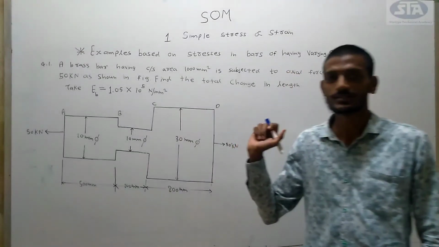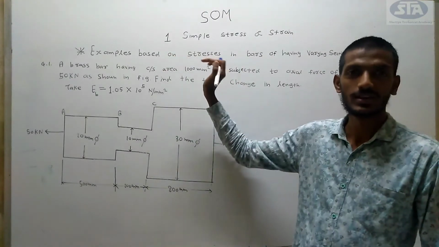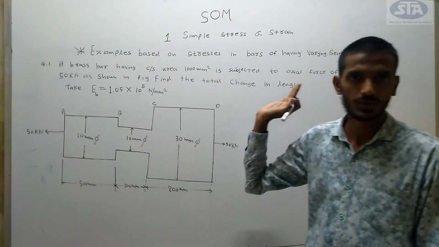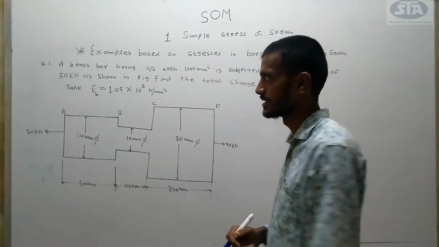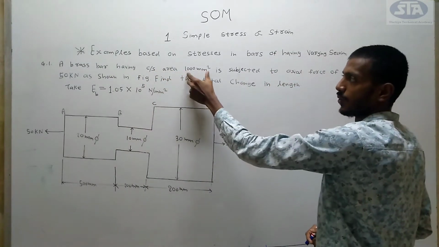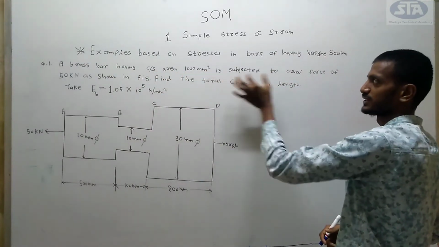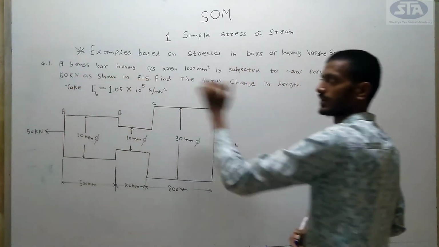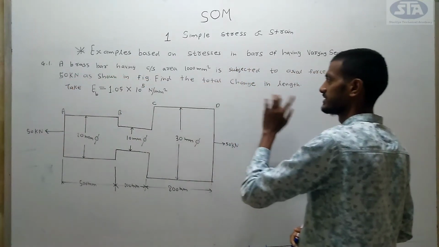Now we are going to discuss examples based on stresses in a bar having cross section. Question number 1: a brass bar having cross section area 1000 mm square is subjected to axial force of 50 kN as shown in figure. Find total change in length.